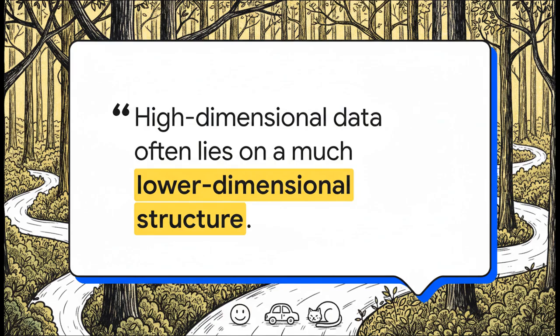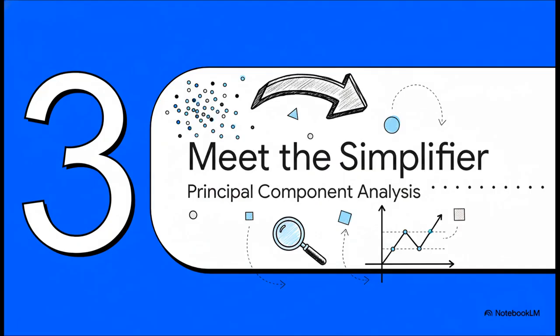And this idea right here, it gets at a really fundamental truth about images. Even though a photo is technically made up of millions of data points, all those pixels, the important information, the face, the car, the cat, it can usually be described in a much, much simpler way. It's like you're trying to find a simple trail through a huge, dense forest. So the question is, how do we find that simple path? How do we cut through all the noise?